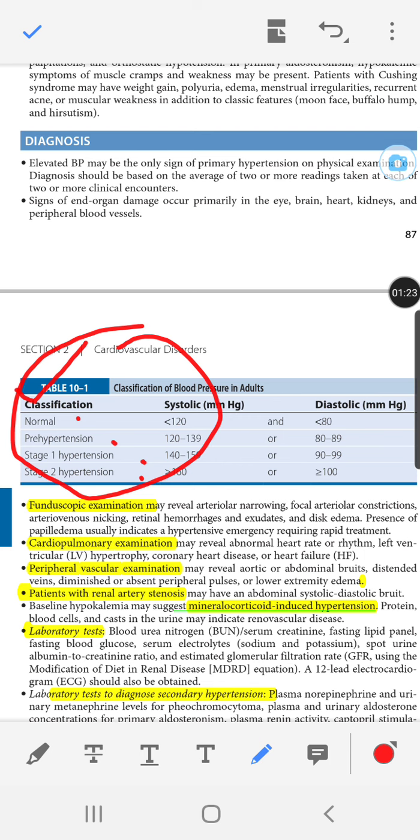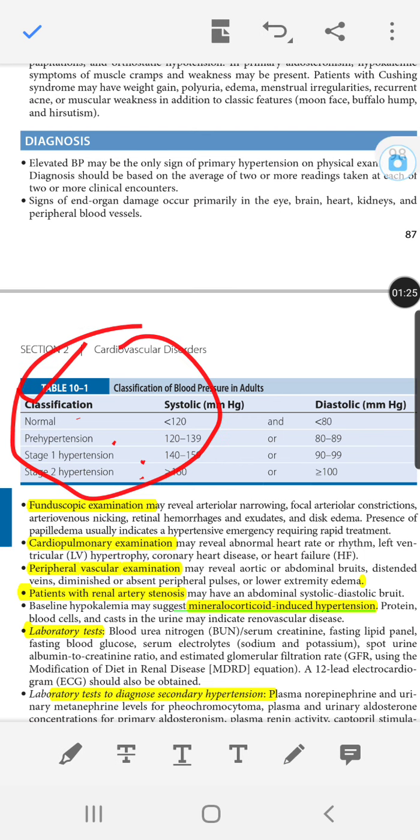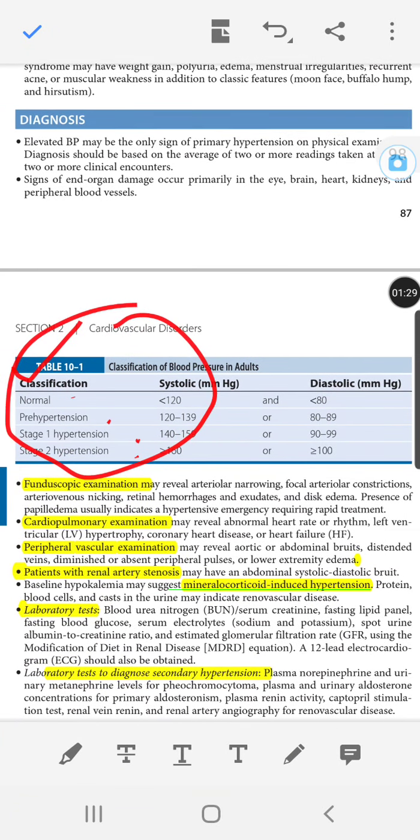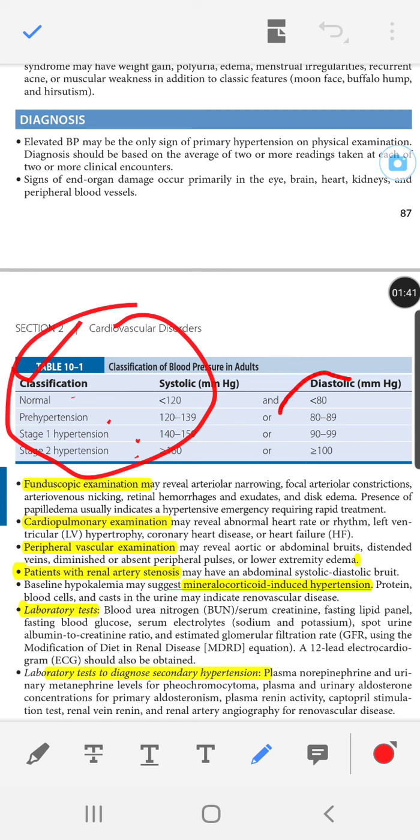So when the systolic blood pressure is less than 120, it means it's normal. Less than 120, so it means it's the normal one. And when the diastolic one is less than 80, it's normal. So 120 by 80, we consider it as a normal blood pressure.